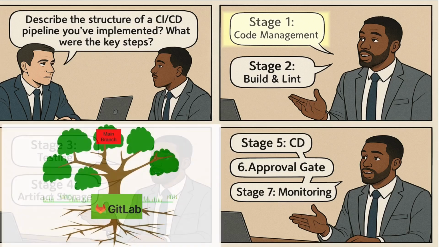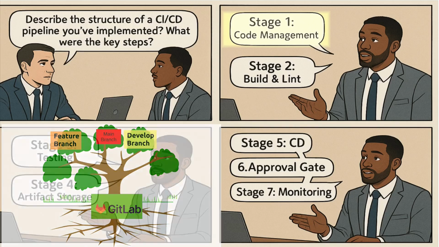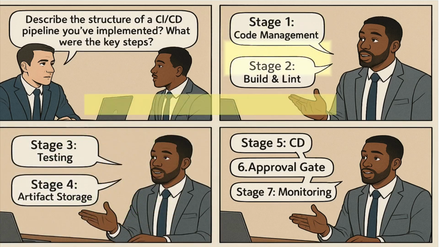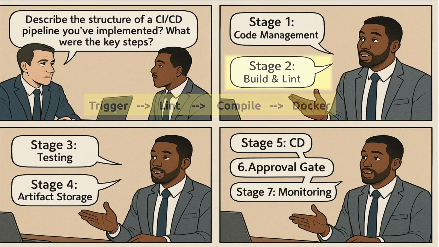Stage 1, Code Management. We used GitLab for version control. Branches were structured as feature, develop, and main. Stage 2, Build and lint. Every merge request triggered the pipeline. It ran lint checks, compiled code, and generated Docker images.